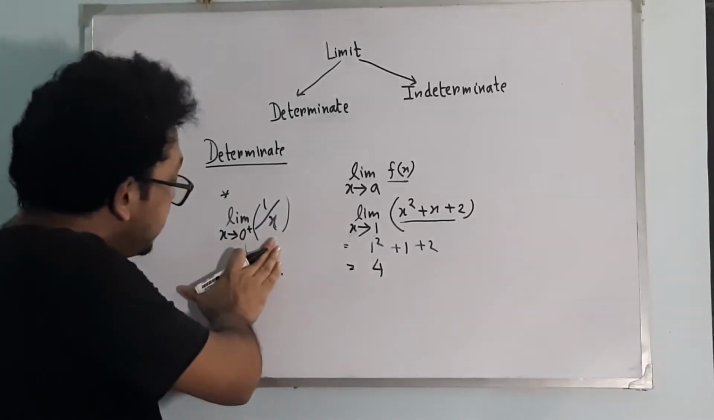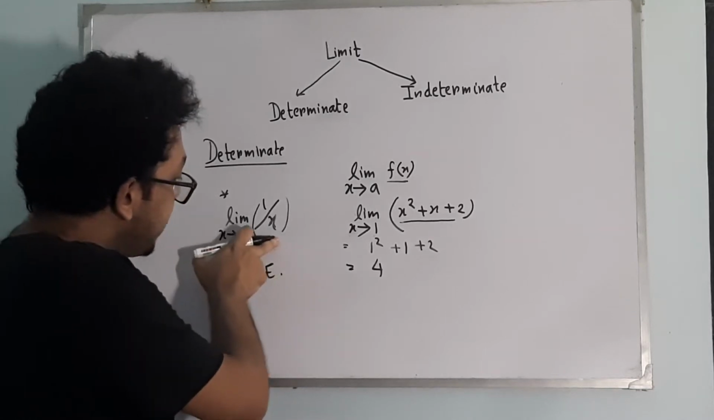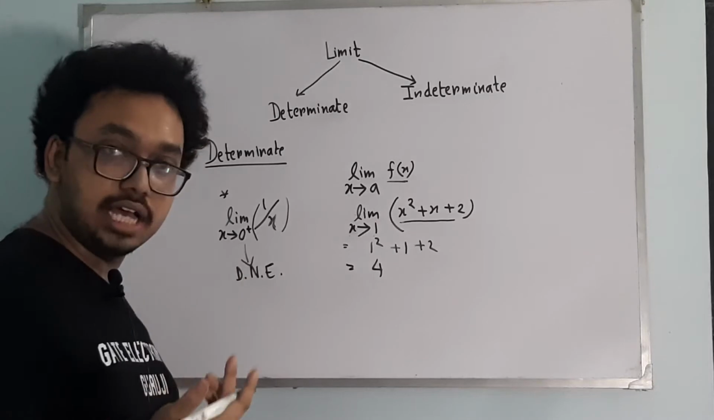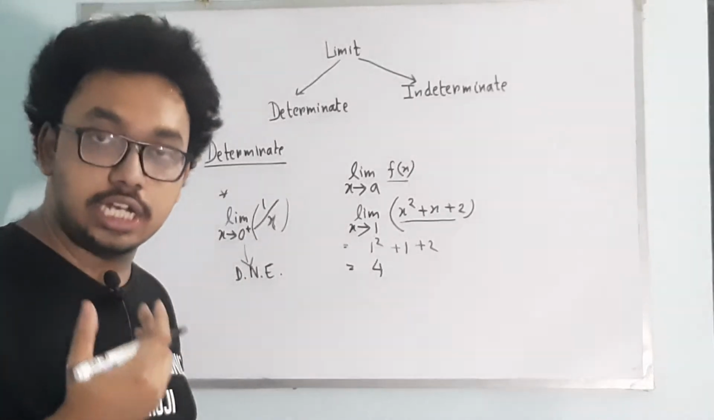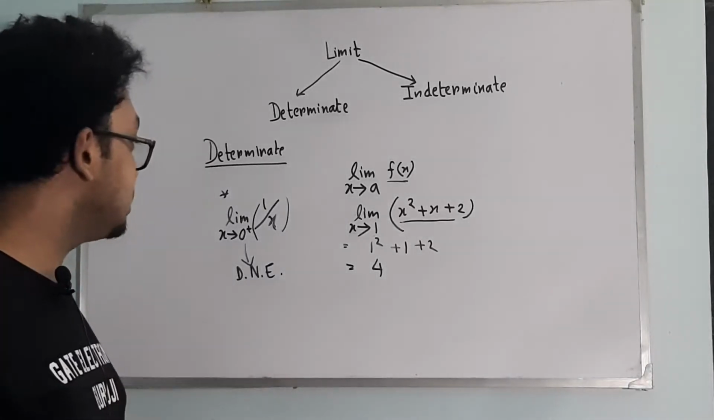Just observing the problem, you could directly say that the limit does not exist, because if x is tending towards 0 from the positive side, 1 by x will tend towards plus infinite. Plus infinite is not a number, it's not a finite value, it's just a notion. So the limit does not exist.